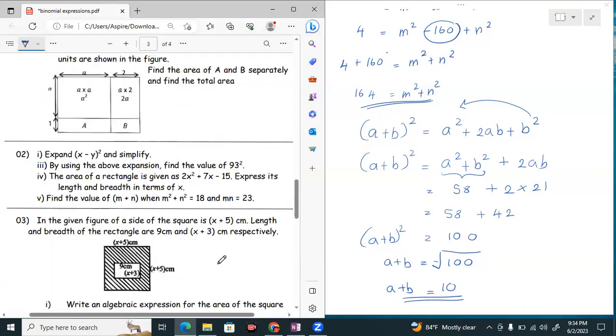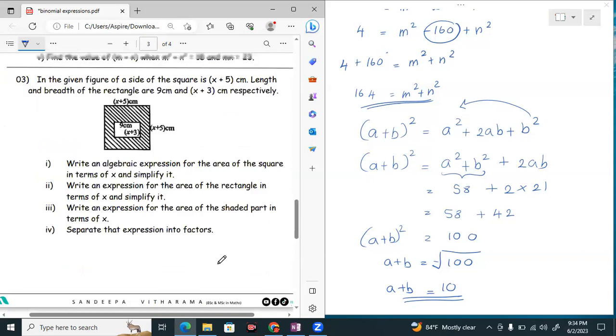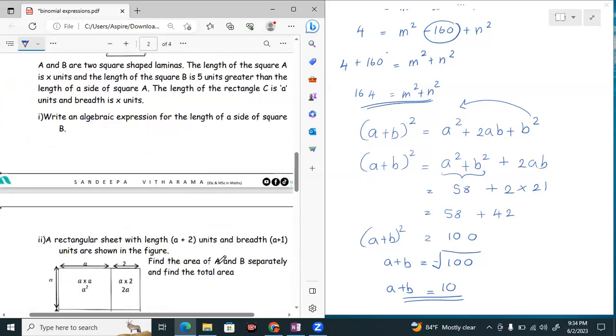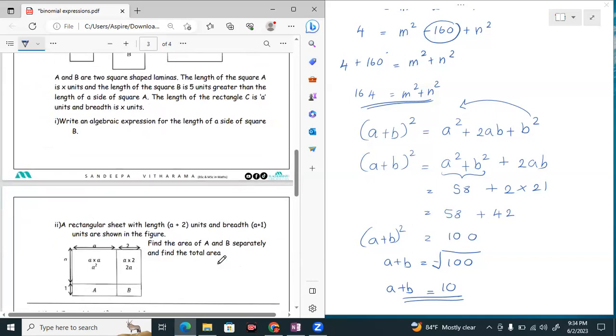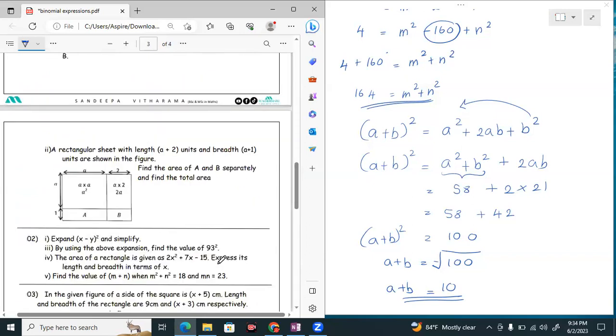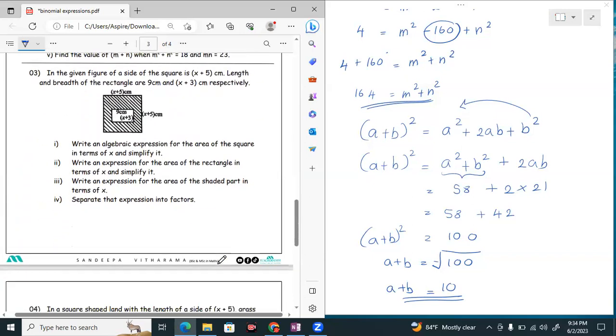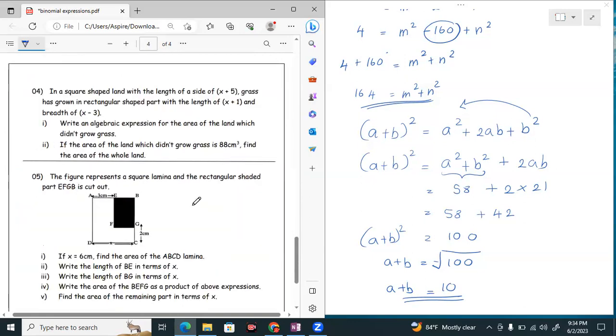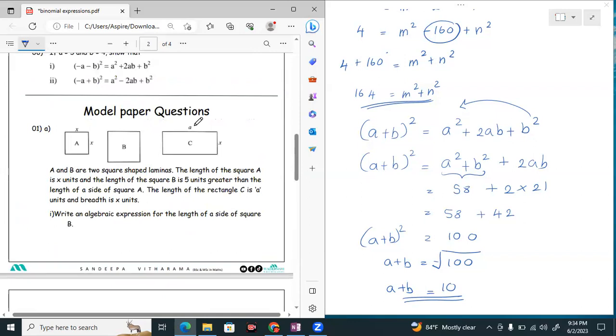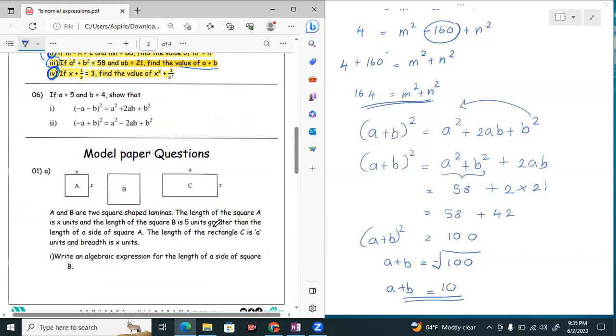Then next week it remains to discuss the model paper questions. Please keep this finished, because I think with the knowledge you have gained so far and in grade 9, binomial expressions and the square of a binomial expression, you can solve these questions. The most important thing is that you should have tried. You should have read the question and started to write an answer. Then you can check whether you are correct or not, okay?